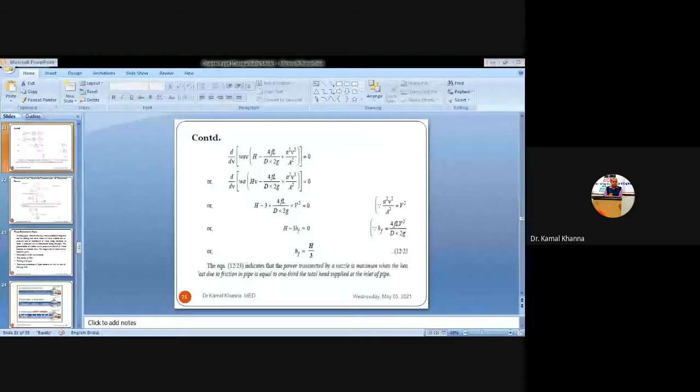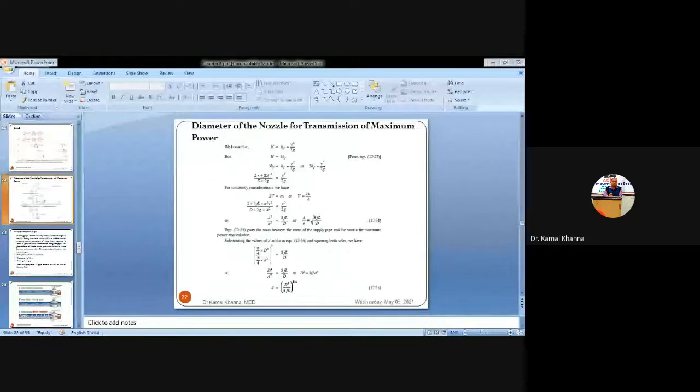So we have found the condition that HF must be equal to one third of the total head that is available at the inlet of the pipe. And we have already calculated the diameter of the nozzle that must be there for the maximum power transmission using the converging nozzle.